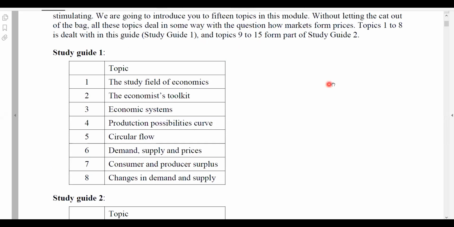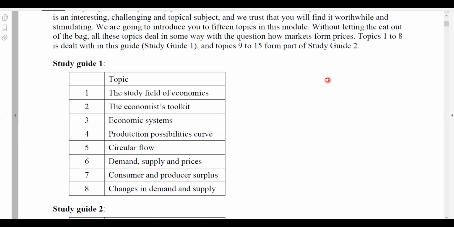ECS1501 is microeconomics. Economics is basically grouped into two main categories or two main branches. We have what is called microeconomics, and then we also have macroeconomics. So the 1501 is microeconomics. It's only about micro. Yes, this one is just microeconomics.